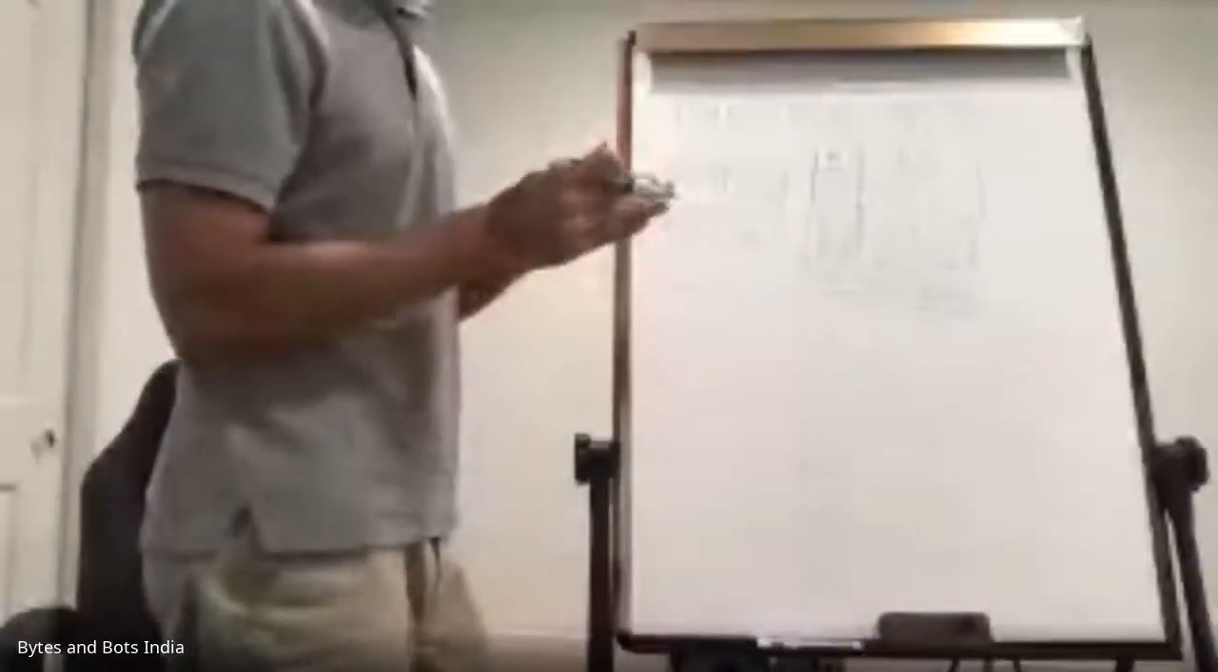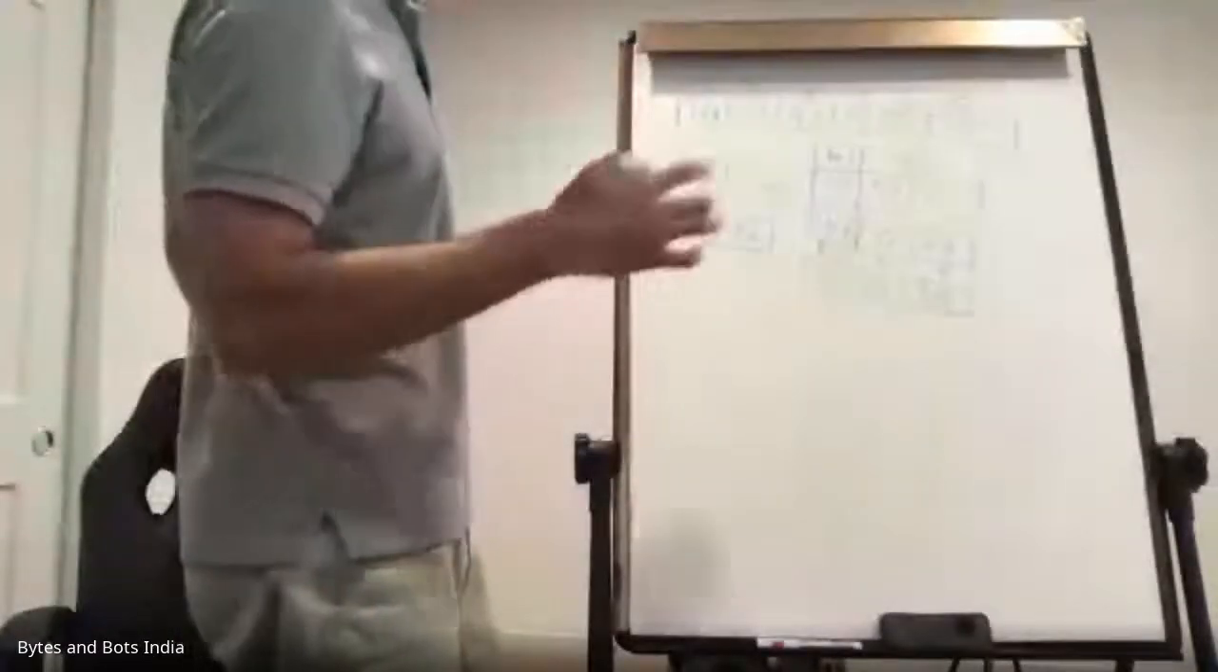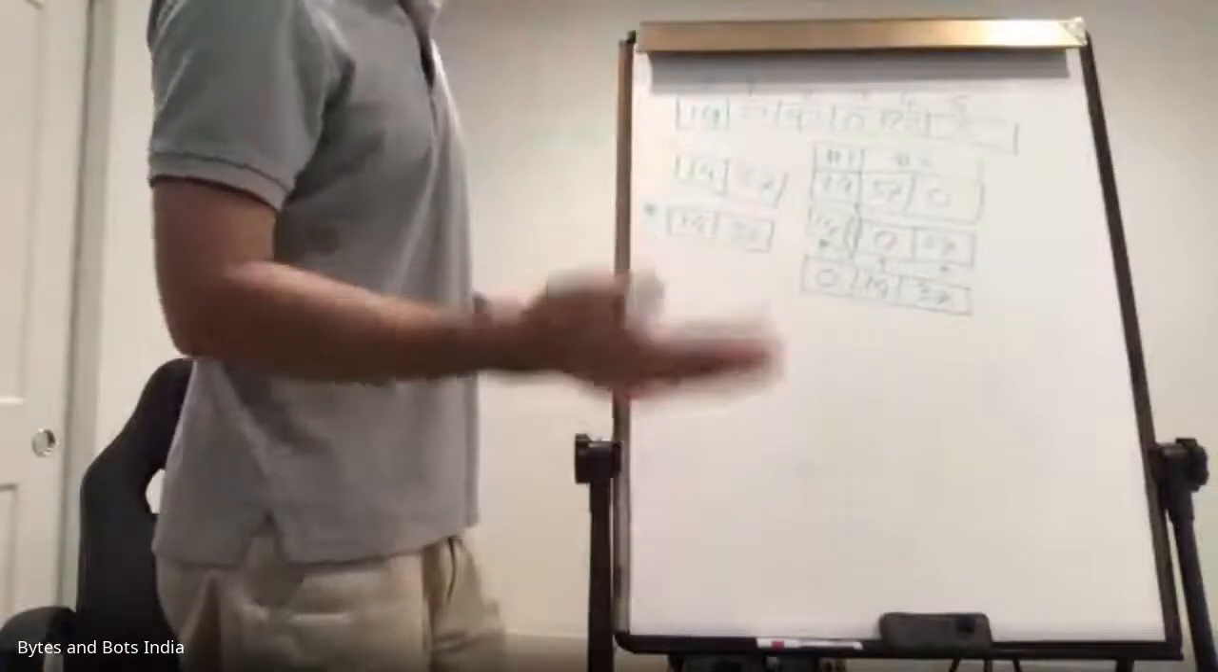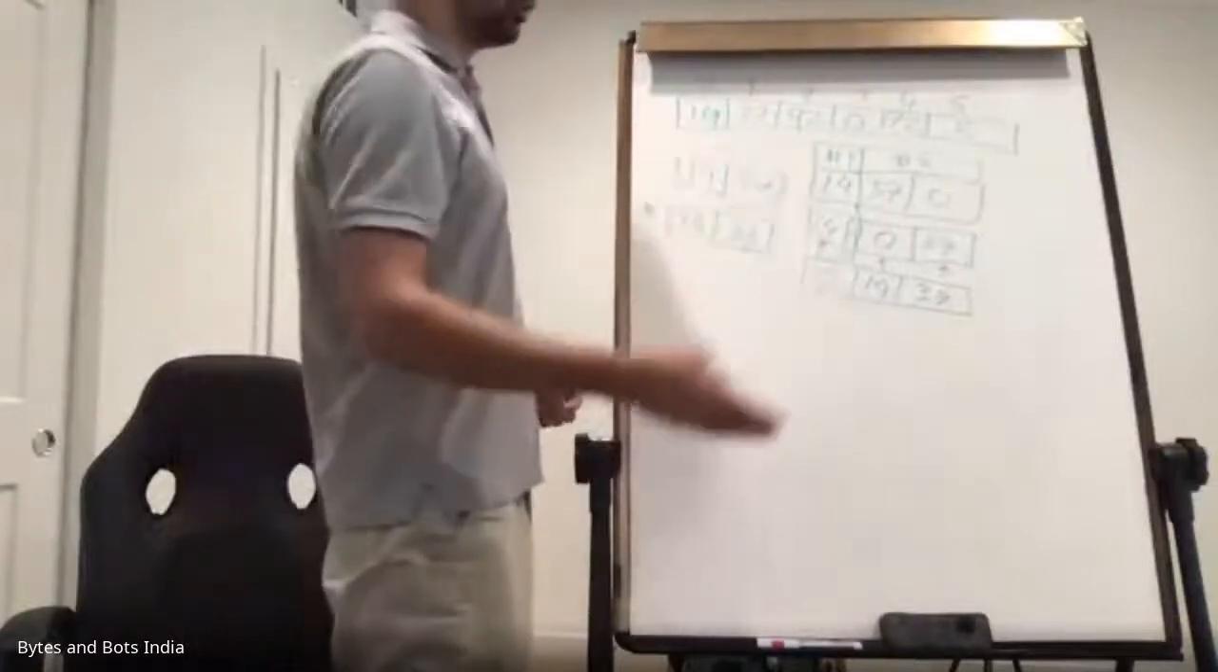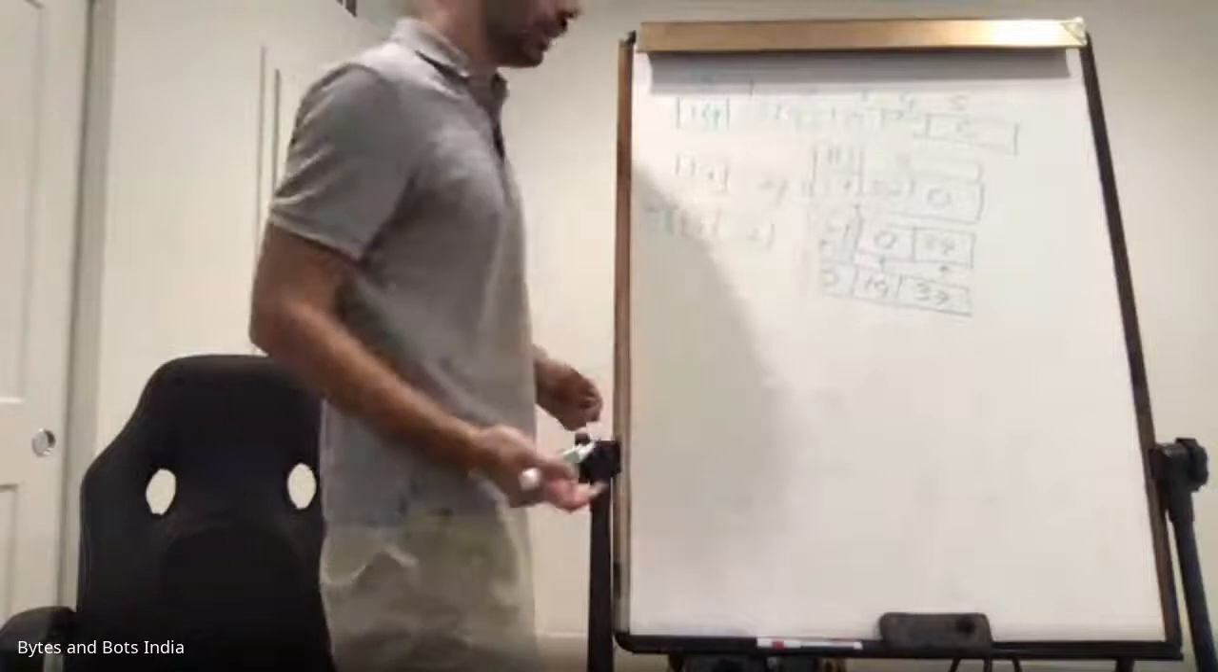So a one element array combines to become a two element array, and then we compare two such arrays to make a four element array, and so on and so forth. And at the end, we'll have a sorted array.